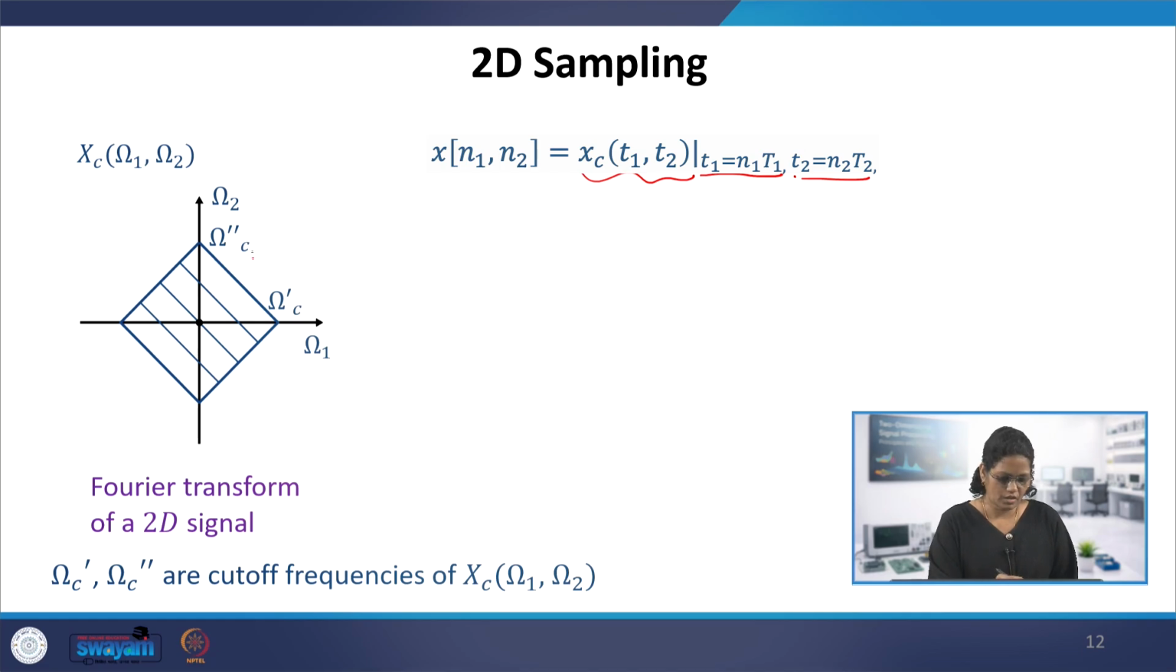Okay. So these are the cutoff frequencies for the 2D signal. This is the Fourier transform of it. We got a baseband pattern in the 1D sample. So similarly here, this is the baseband in the 2D case.